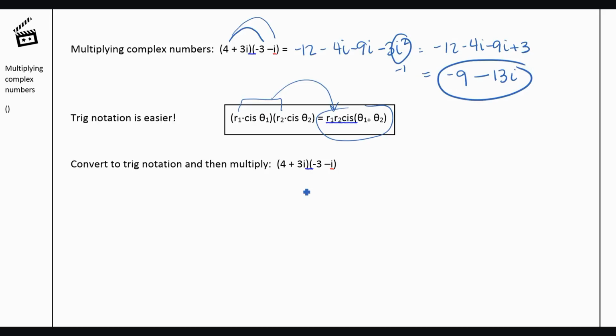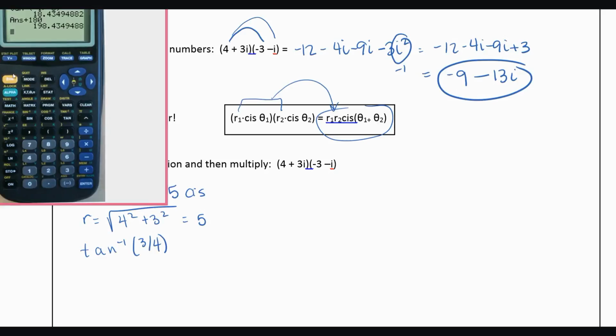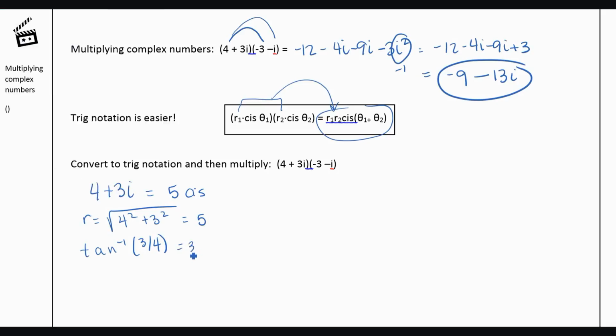So we just did in a previous video what 4 plus 3i was. I think we did. So to find our r, we would need to do the square root of 4 squared plus 3 squared, which is 5. And then we'd do tangent inverse of 3/4, which was 36.9. Okay, so 4 plus 3i is 5 CIS of 36.9 degrees.